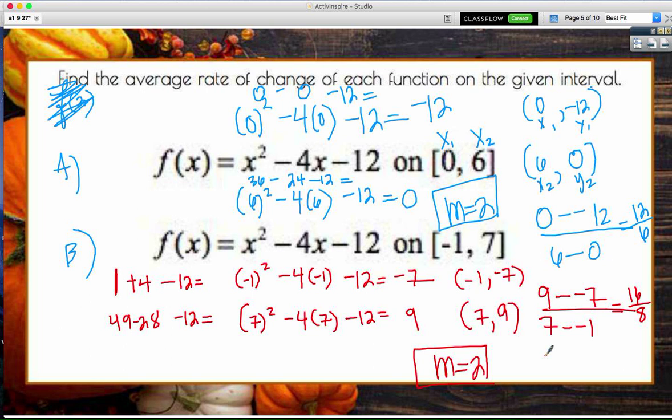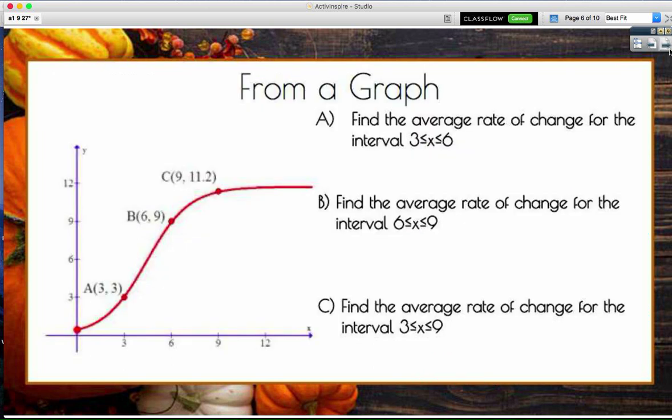Before we move from here, any questions? Any numbers? Didn't know why it came out to be that? Okay. All right, so on the bottom of this side, we have it from a graph. So the most important thing is that you understand what they're trying to ask you to do. So part A says find the average rate of change for the interval between 3 and 6. So if I look on my graph for where x is 3 and x is 6, they're specifically talking about those two ordered pairs. So I'm just trying to find the rate of change between the point 3, 3 and 6, 9.